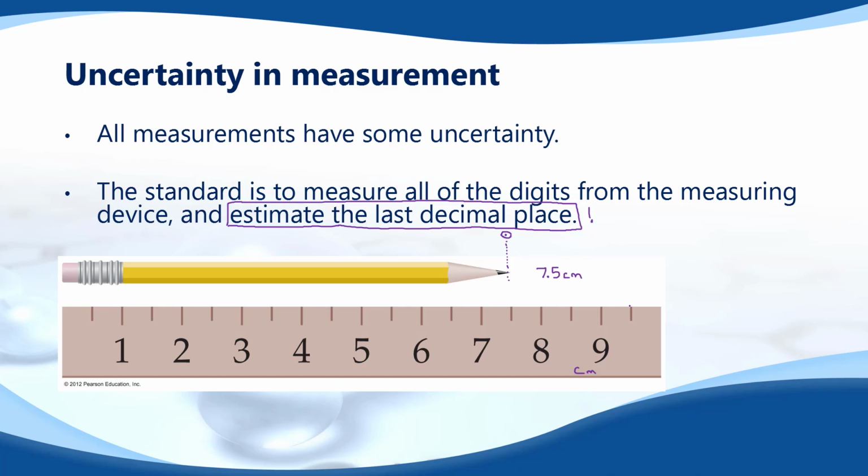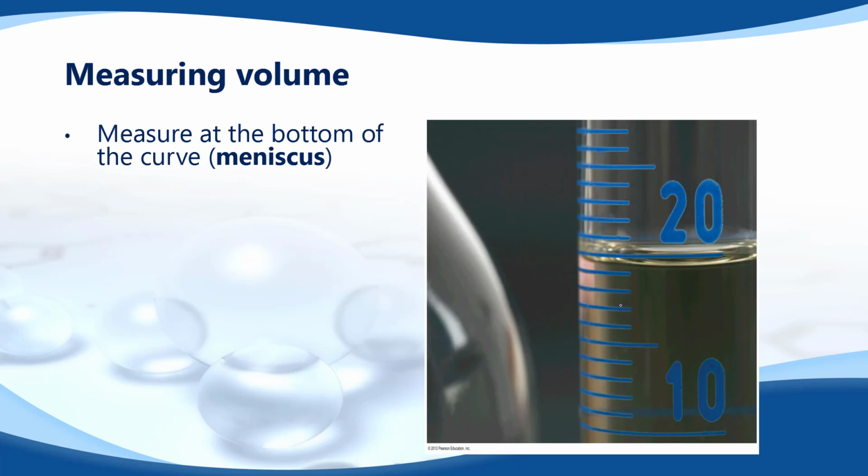Which brings us to measuring the volume of a liquid. You guys are probably already familiar with this. To measure the volume of a liquid, all liquids in a glass container will have this little curve on it. That curve is called a meniscus. We measure the volume at the bottom of the meniscus.